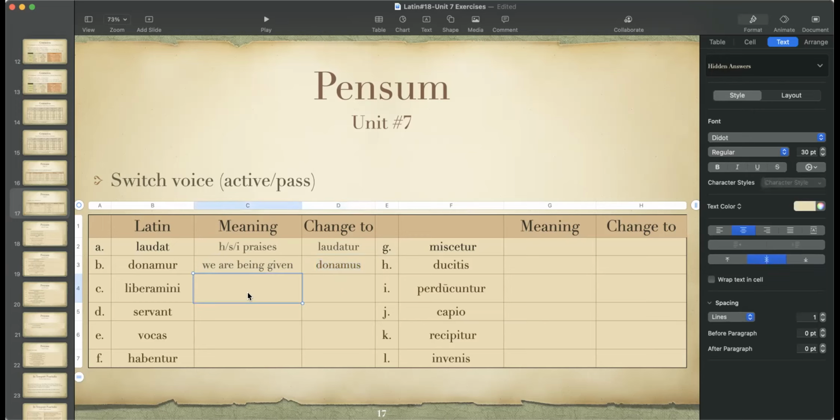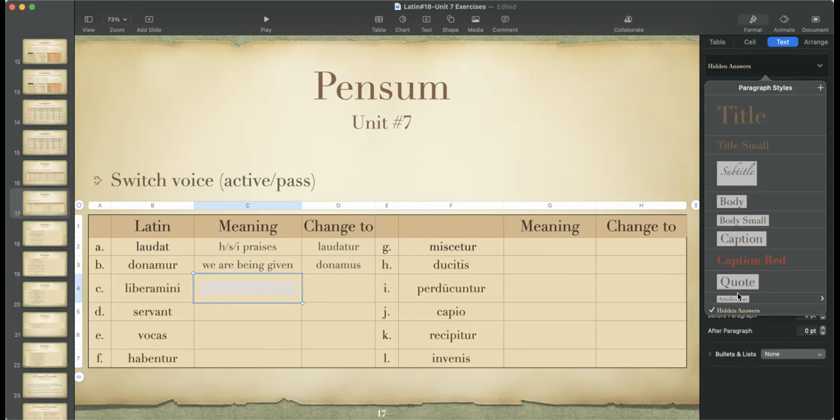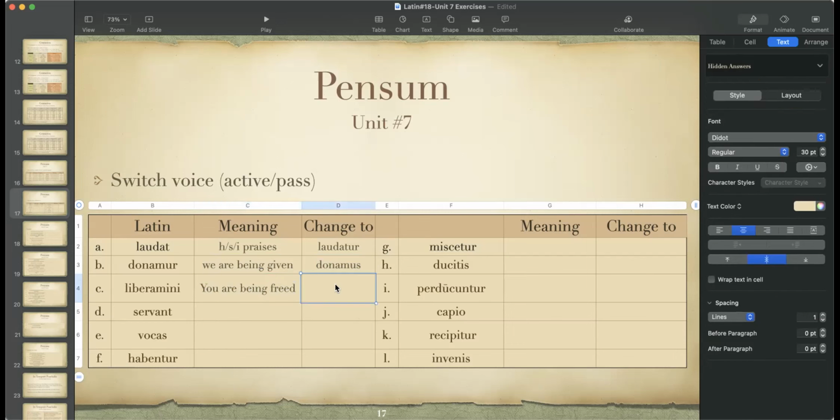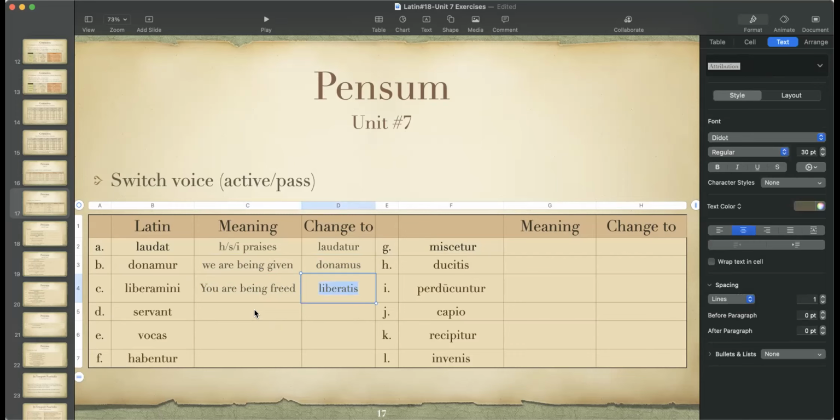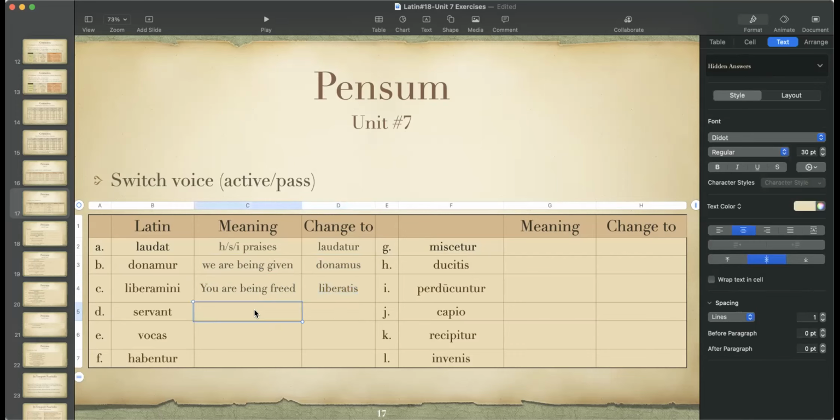Liberamini. You are being freed. There we go. You are being freed. And then liberas, yes. You are freeing. Servant.